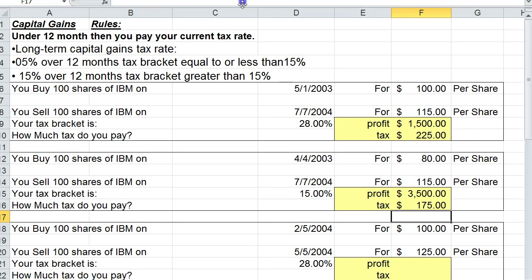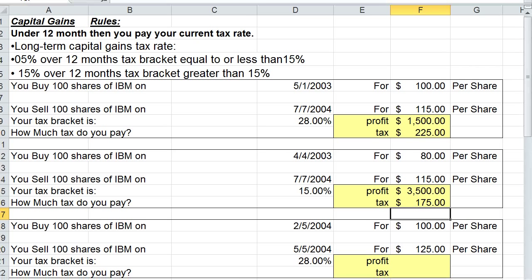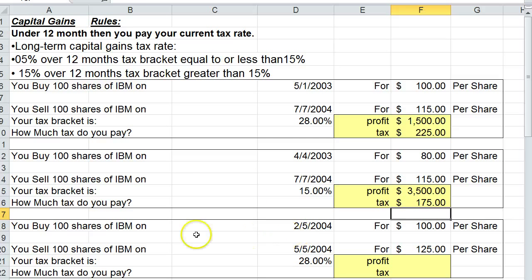In the third example here, you'll see that I bought 100 shares on February 5th, 2004, and I sold 100 shares on May 5th, 2004. So is this short-term or long-term? This is short-term because it's less than 12 months.